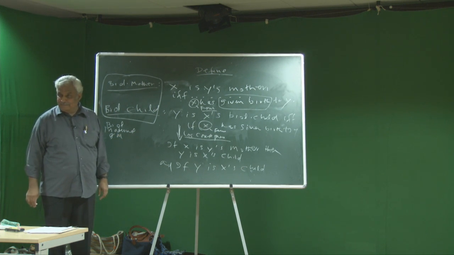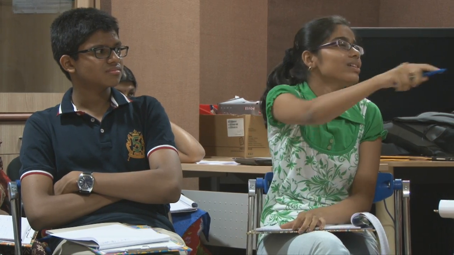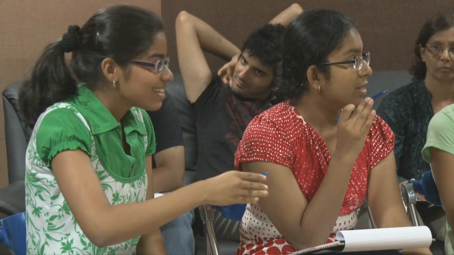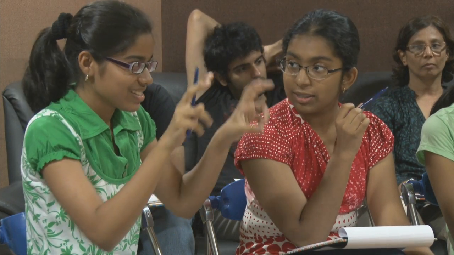Z is Y's grandmother. Z is a female who is Y's. Let's make them all Y. I get very confused when more than two people are talking. Alright, Z is Y's biological maternal grandmother. Z is Y's biological maternal grandmother if and only if Z is a female and has given birth to X.